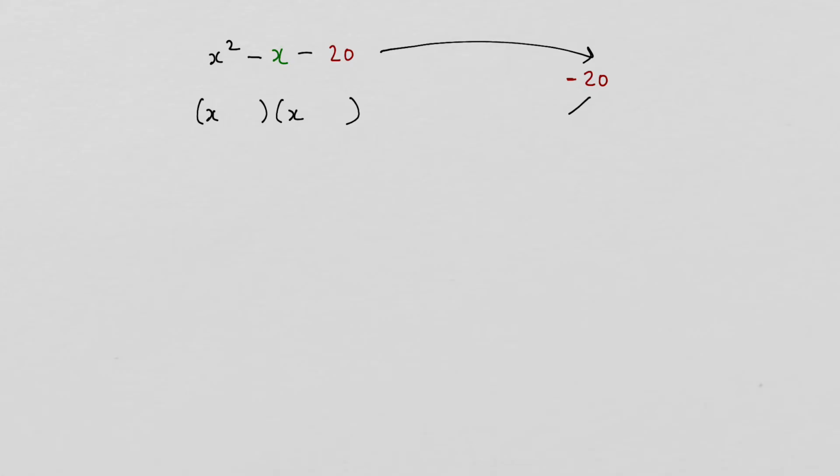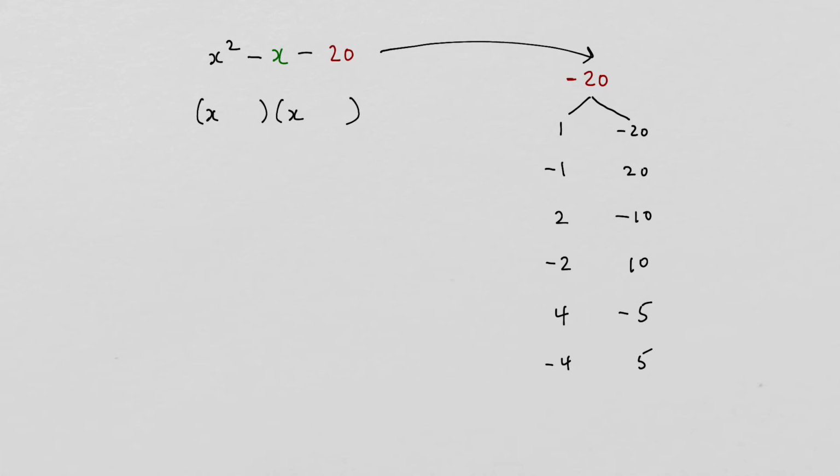Well, let's start with 1 and negative 20, negative 1 and 20, 2 and negative 10, negative 2 and positive 10, 4 and negative 5, and negative 4 and positive 5. Okay, so we know that these are all factors of negative 20.